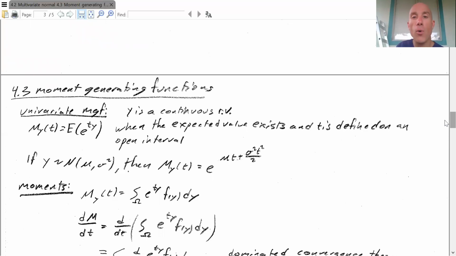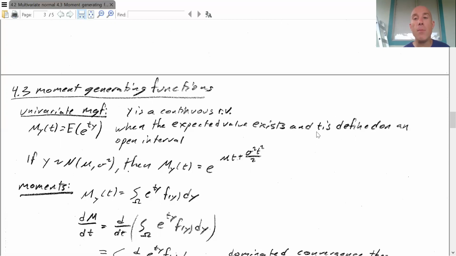Just as we go through, the expected value exists. The integral is well defined. We're not going to have anything funny going on. All right, so y is a continuous random variable. Then the moment generating function for y with variable t is the expected value of e to the ty. Now notice that in this situation, t is considered a constant and y is an actual random variable.